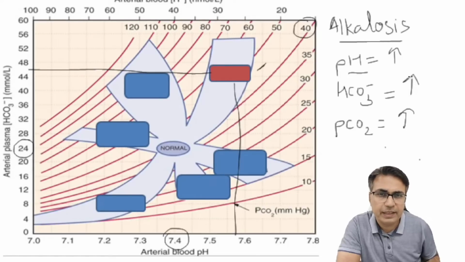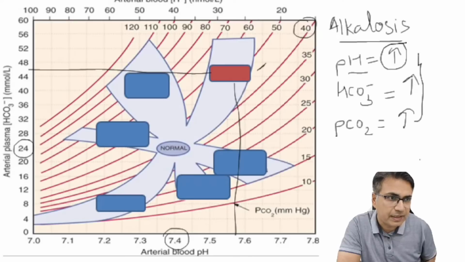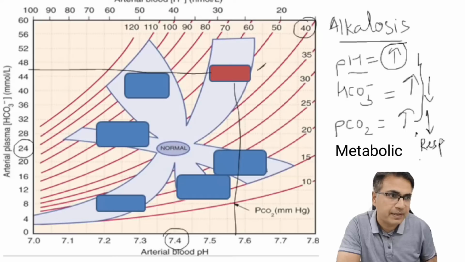To identify whether it is caused by a respiratory or a metabolic issue, there is one simple trick. You have to check whether the bicarbonate level and PCO2 level are in the same direction as the pH or in the reverse direction. If all are in the same direction, then the cause must be metabolic. And if bicarbonate and PCO2 levels are in the reverse direction from pH, then the cause must be respiratory.